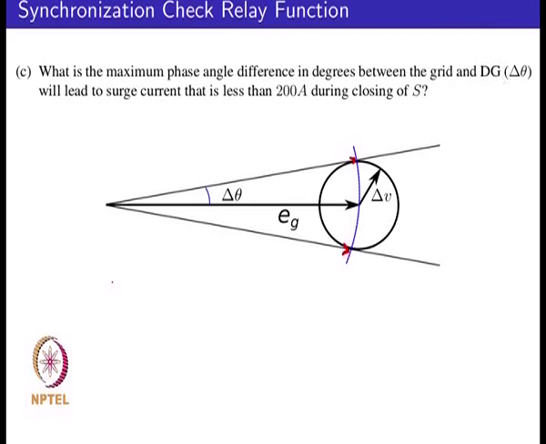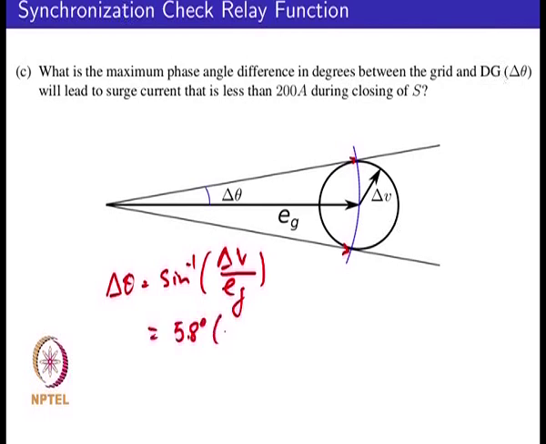So, you have delta theta is sine inverse of delta V by your Eg. This turns out to be 5.8 degrees or 0.102 radians. So, it gives you an estimate of how far you can let your angle be, so that your surge current is kept below your desired 200 amps.